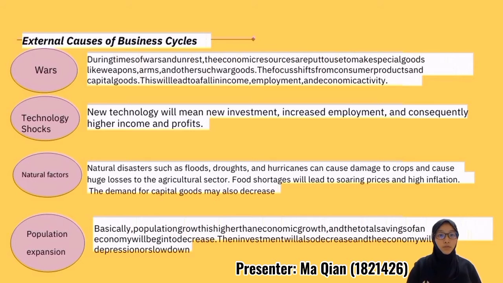Last one is population expansion. If population growth gets out of control, it may cause problems for the economy. Basically, if population growth is higher than economic growth, the total saving of an economy will begin to decrease. Then investment will also decrease and the economy will face depression or slowdown.